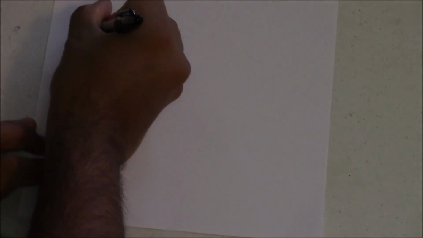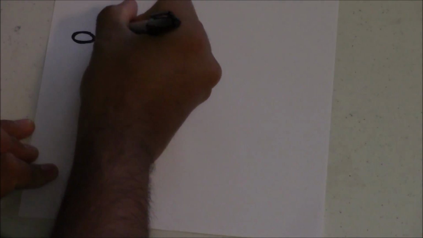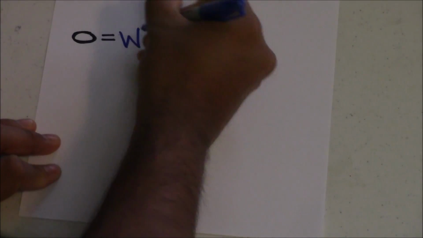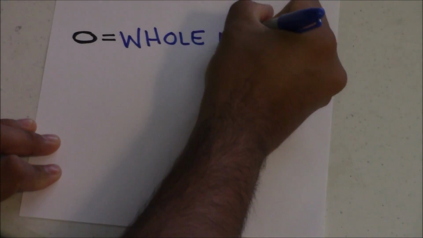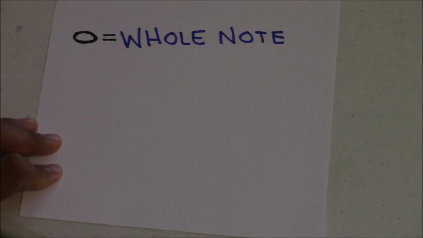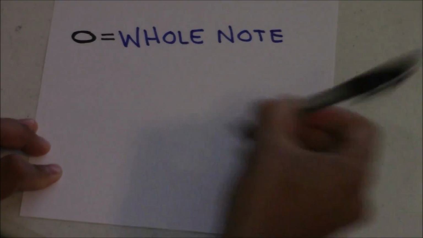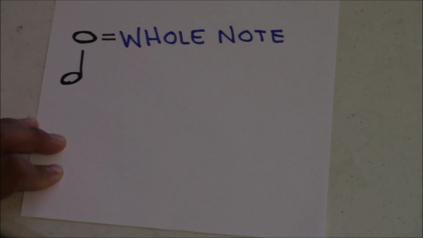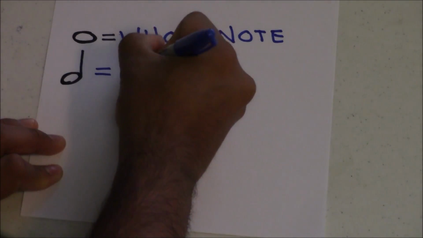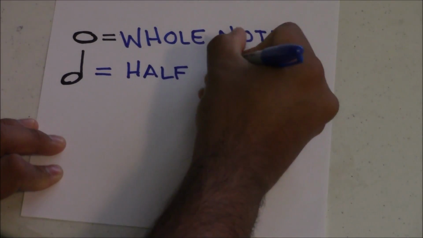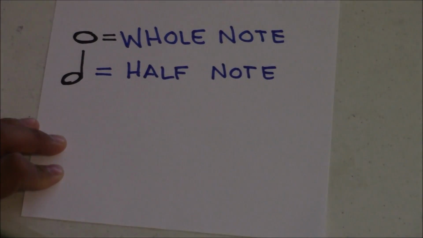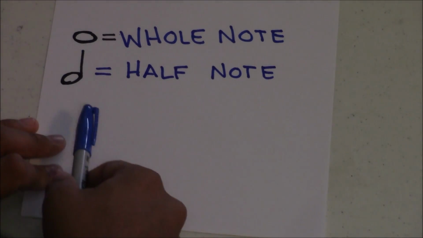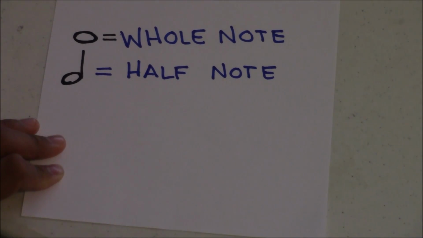Now, let's talk about the different note values. The first note looks like an open circle, and this is called a whole note. The whole note will take up the whole amount of the measure, and we'll talk about measures later on in this video as well. The next note looks like a whole note, but it has a stem, which is the line that is going upwards. This is called a half note. Two half notes can fit into one whole note.